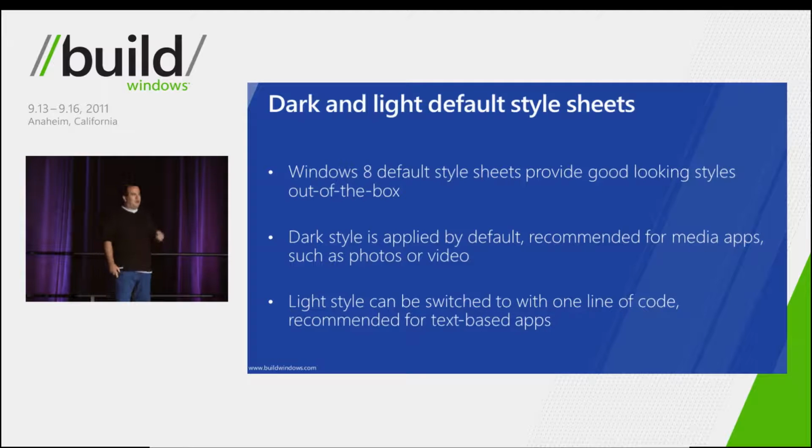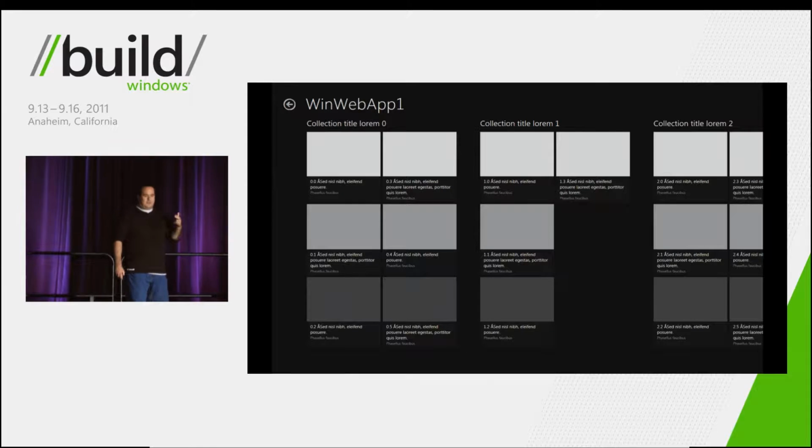Beyond that, there are 2 default style sheets. There's a dark style sheet, which is applied by default. We recommend that for media apps such as photos or video. And then there's a light style sheet. You can switch to that with just 1 line of code. We're going to demonstrate that in a little bit. And it's recommended for text-based apps. So let me show you what I mean. Right here is the grid template that you get from Visual Studio.